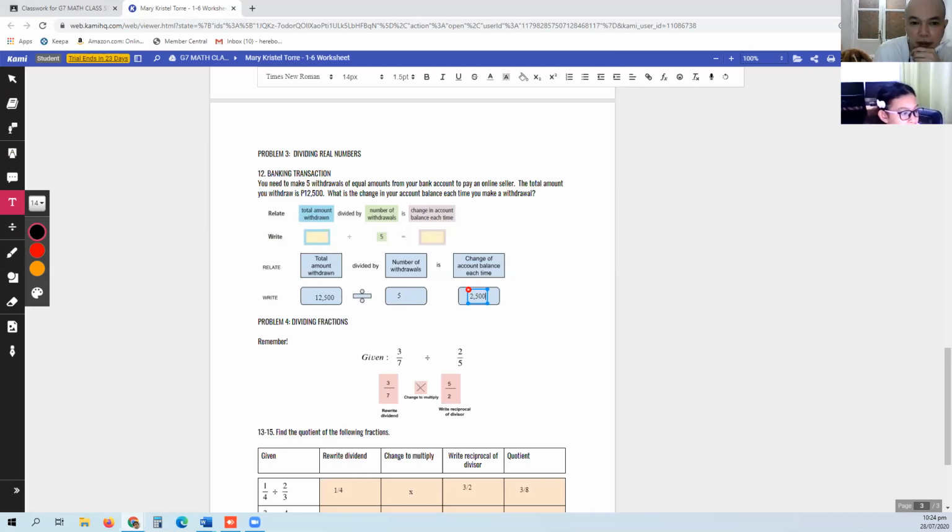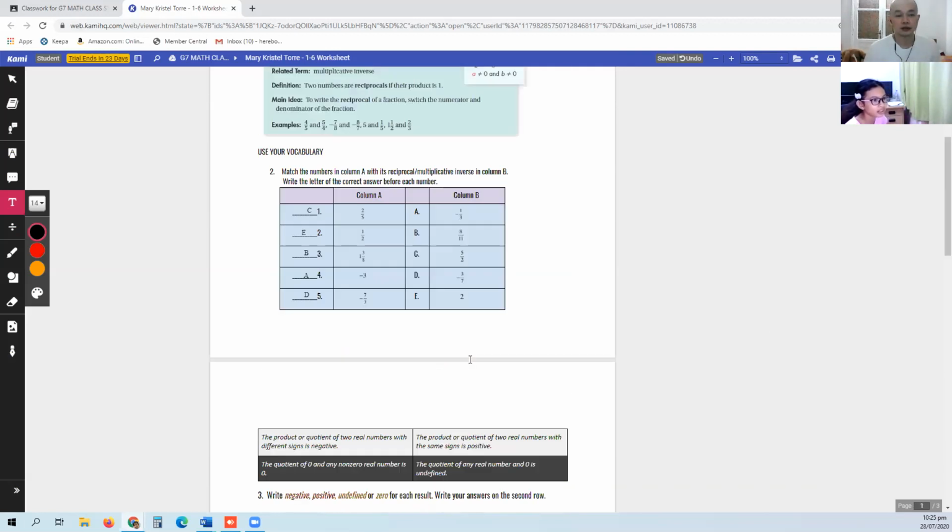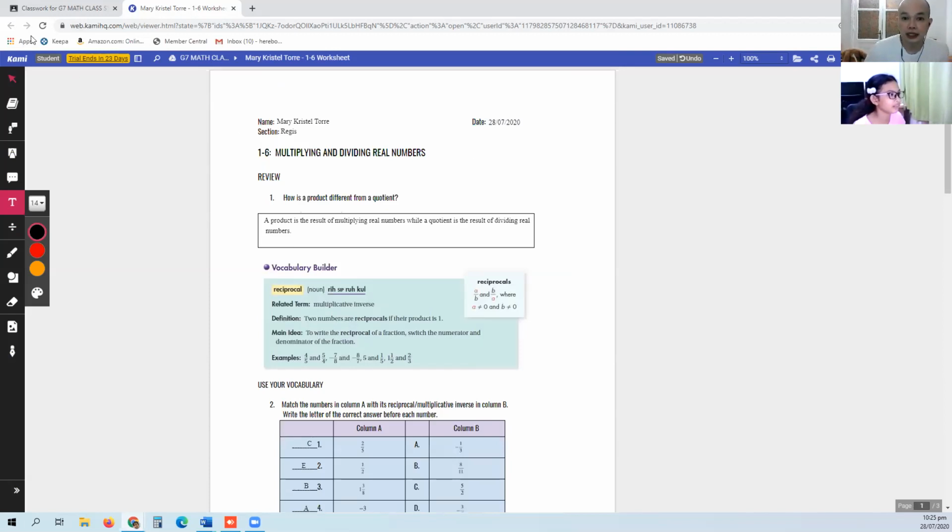Okay, any more? What about the upper one? No need. Is it editable? Oh, also total amount withdrawn. Actually, it's just the same. 12,500 divided by 5. Okay. I think it's done. It's done, right? Okay. Wait, I'm gonna submit it. Yes, submit it.